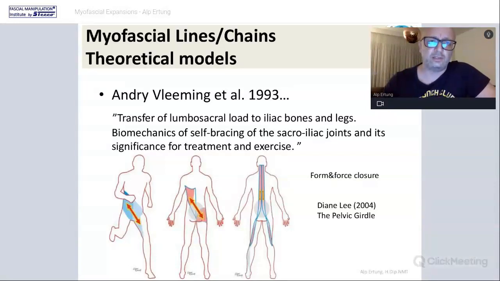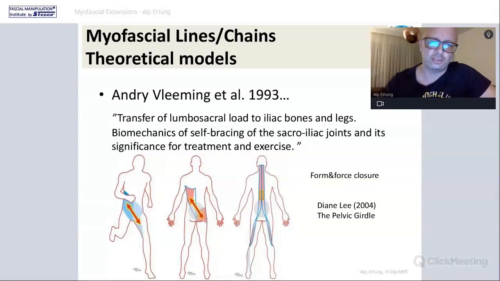Andry Vleeming is another important character, and with his colleagues, starting from the 1990s, he was also talking about the myofascial chains and lines and sling systems. His focus was the transfer of lumbosacral load to the iliac bones and legs, like the sacroiliac joint form and force closure, which was his important area to work on in his anatomical studies and experiments.